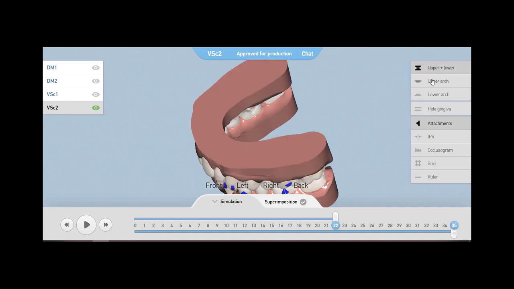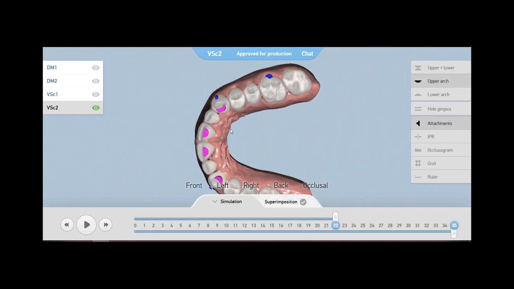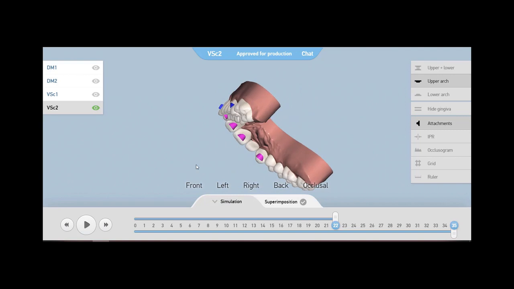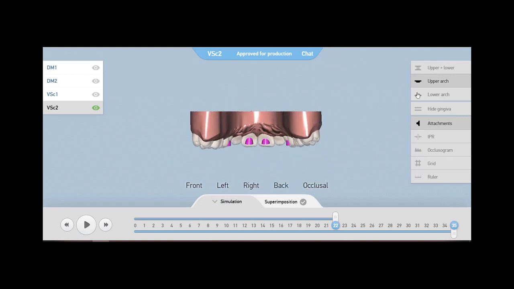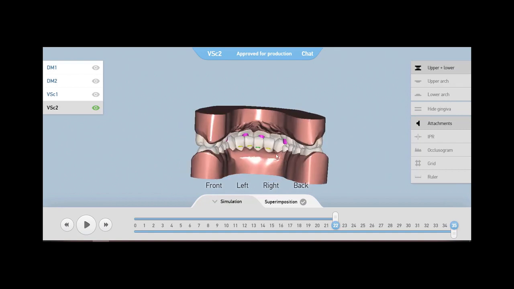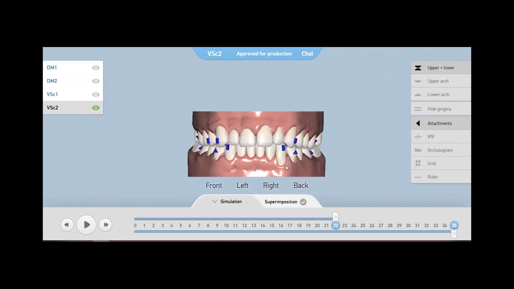And another thing is that on the upper arch we can see the pink attachments, which are actually bite ramps that are made on the aligner, not on the teeth, to disocclude the arches to provide better tooth movement.